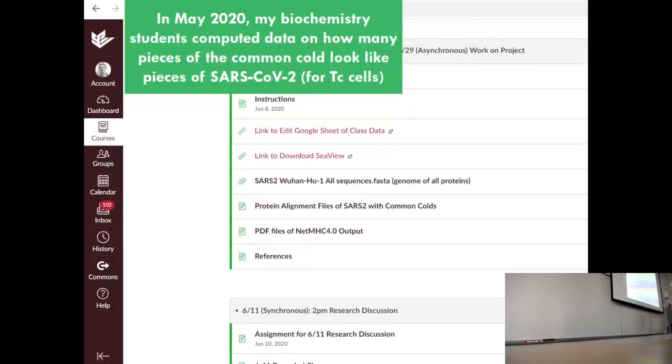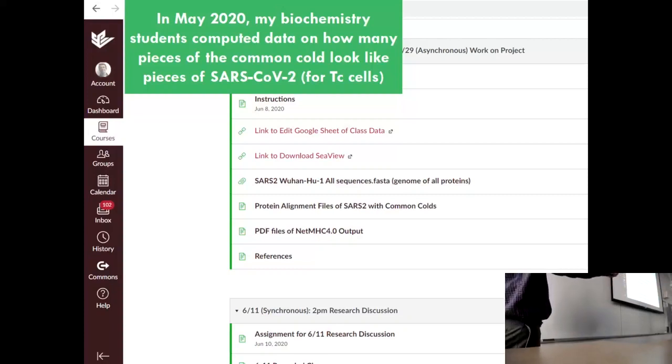But the final example of that is that in May 2020, we had to do a computational project, but I got an idea. I wanted to look for this because I knew that we had similar gene sequences with common colds. How similar could the immune response be? And so this is the module on Canvas. If we wanted to, I could actually give you all this to do again, but we're going to do real research in a lab because we can do that this year. But this is still real research.